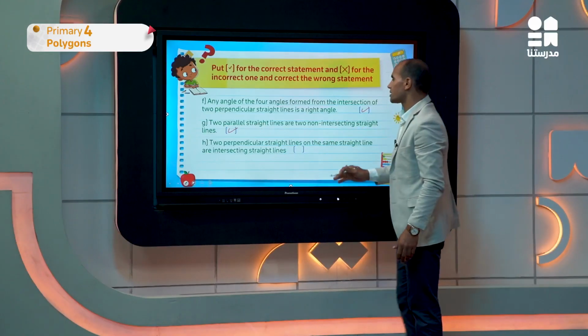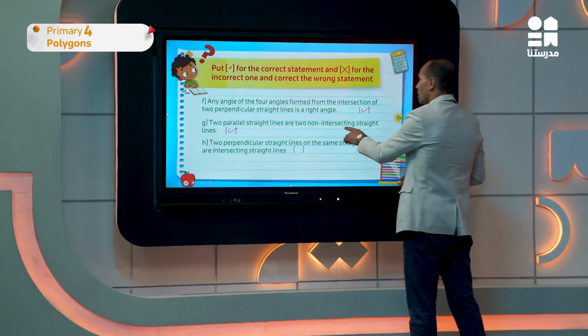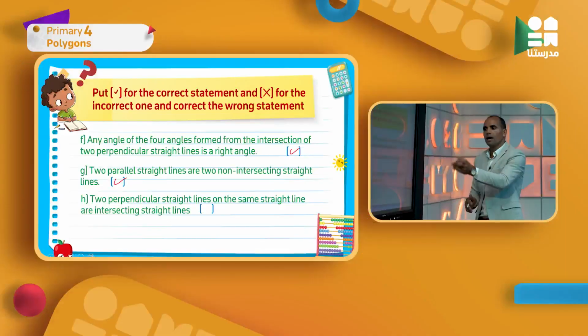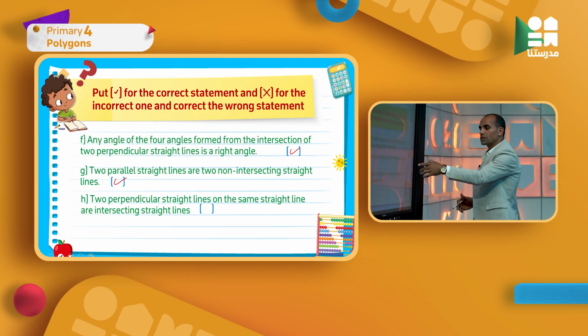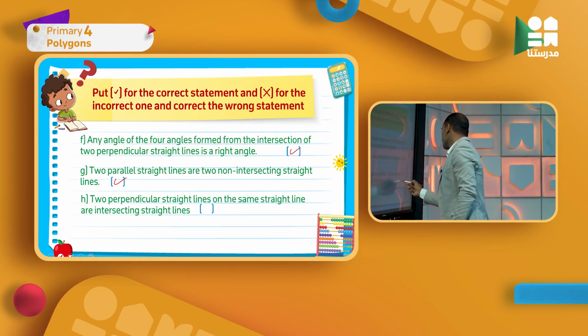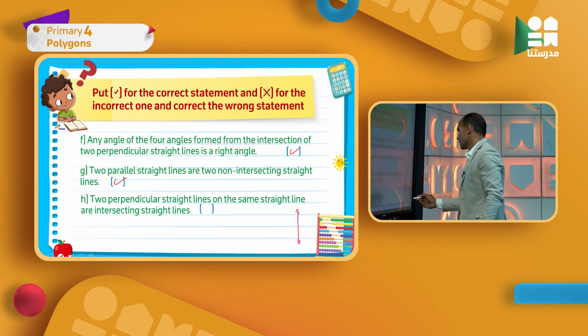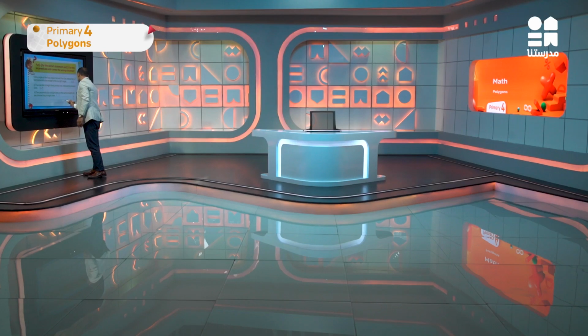Two perpendicular straight lines on the same straight line are intersecting straight lines. Again, try to understand this. It says two perpendicular straight lines. So I have here two perpendicular straight lines on the same straight line. If I have a straight line, children, okay? Again, we will draw it again.